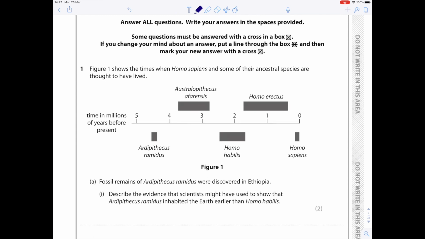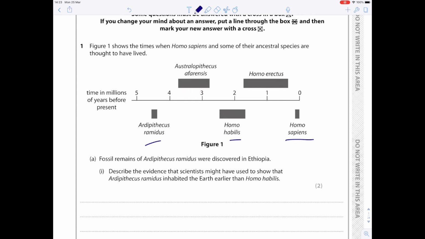Question 1. Figure 1 shows the times when Homo sapiens and some of their ancestral species are thought to have lived. So you have Homo sapiens, which are the most recent ones here, and then before them came Homo erectus, Homo habilis, Australopithecus afarensis and Ardipithecus ramidus. Fossil remains of Ardipithecus ramidus were discovered in Ethiopia. Describe the evidence that scientists might have used to show that Ardipithecus ramidus inhabited the earth earlier than Homo habilis.